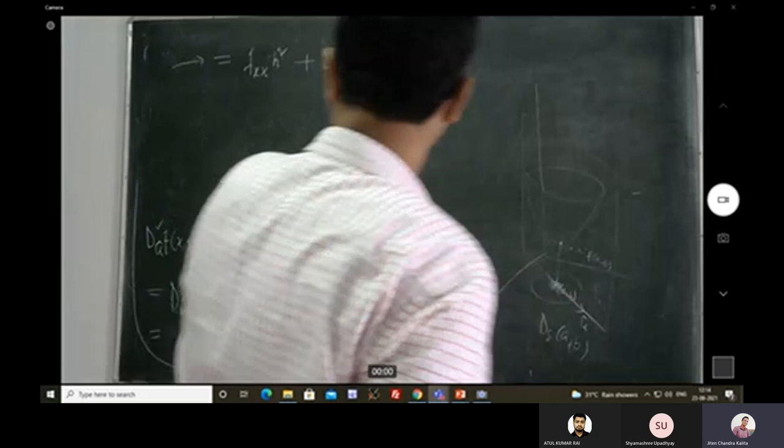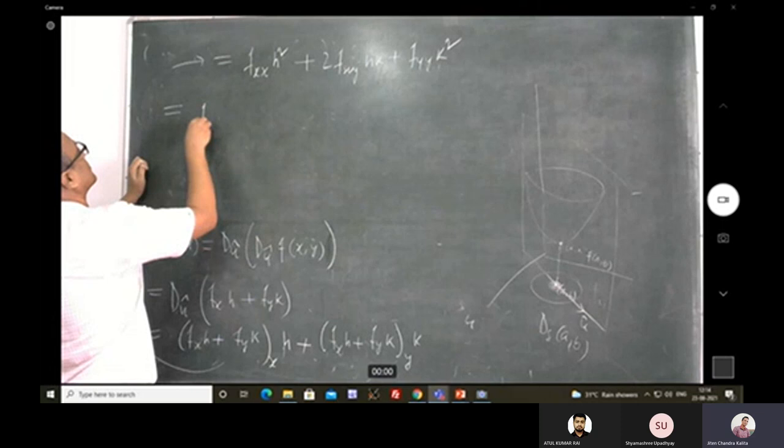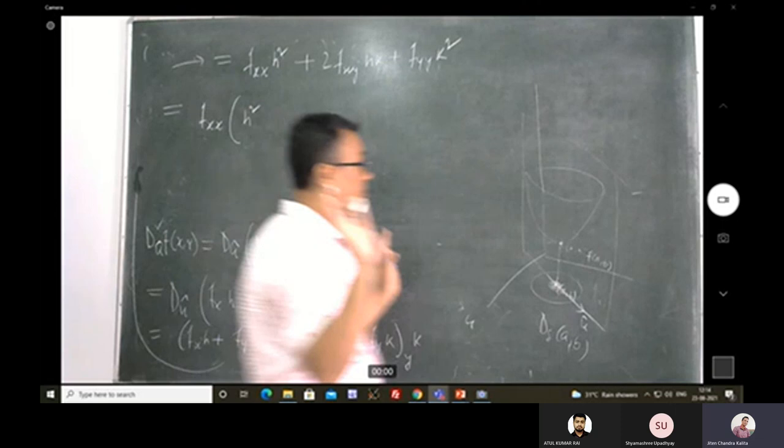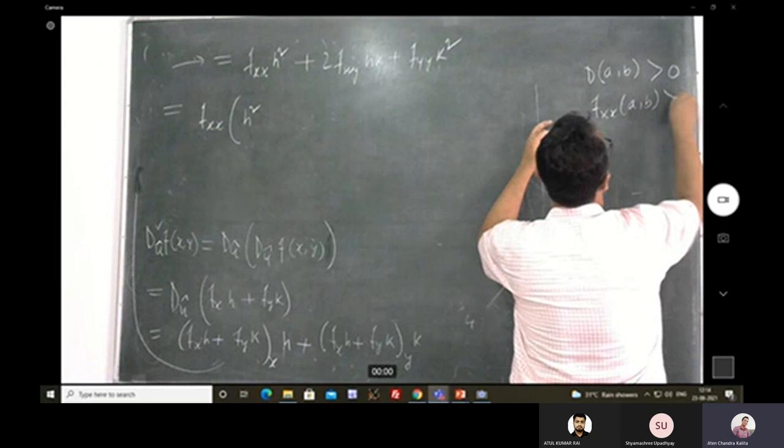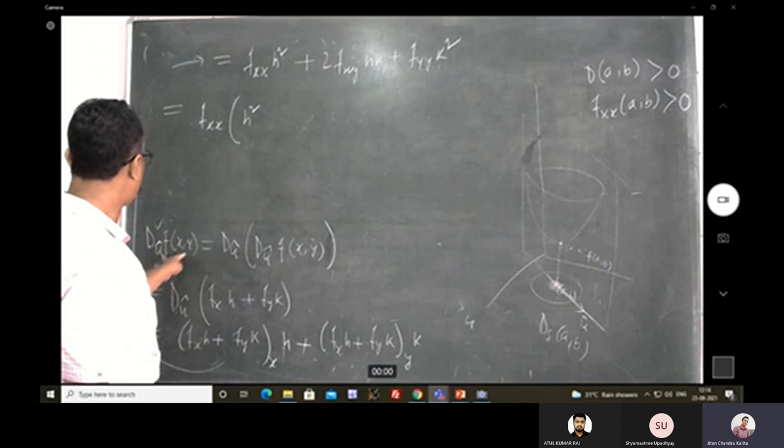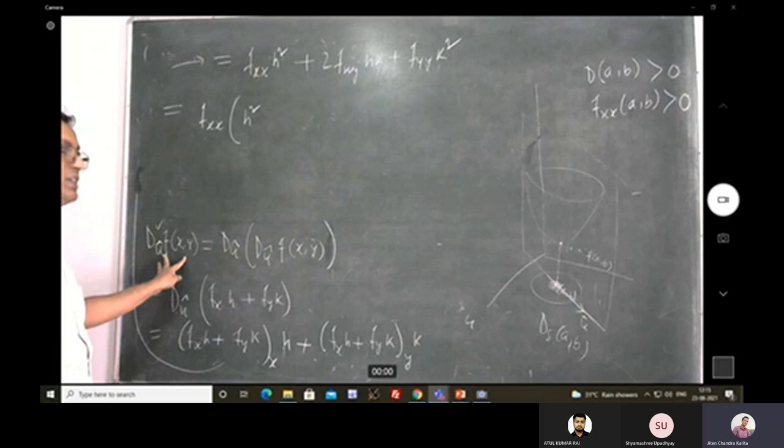So, this one I can write as h squared. And remember what we assume: that D at ab is strictly greater than 0 and fxx at ab is strictly greater than 0. So now what I am doing, I am considering this second order directional derivative at the point ab.